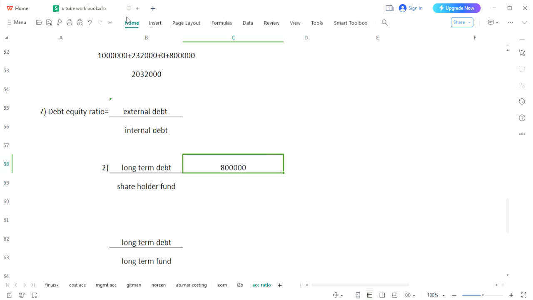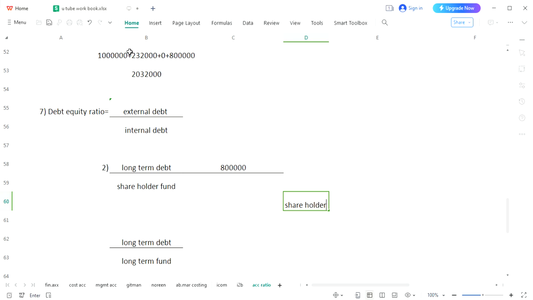As you know, shareholder fund is calculated by adding capital, reserve and surplus. You have a complete idea. Shareholder fund is calculated by adding capital, reserve and surplus, and here you just put the plus sign. This way you can calculate shareholder fund.